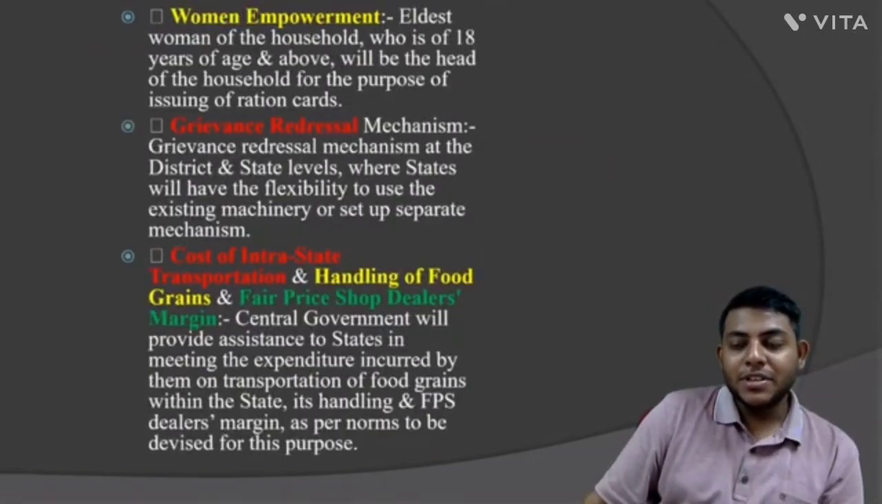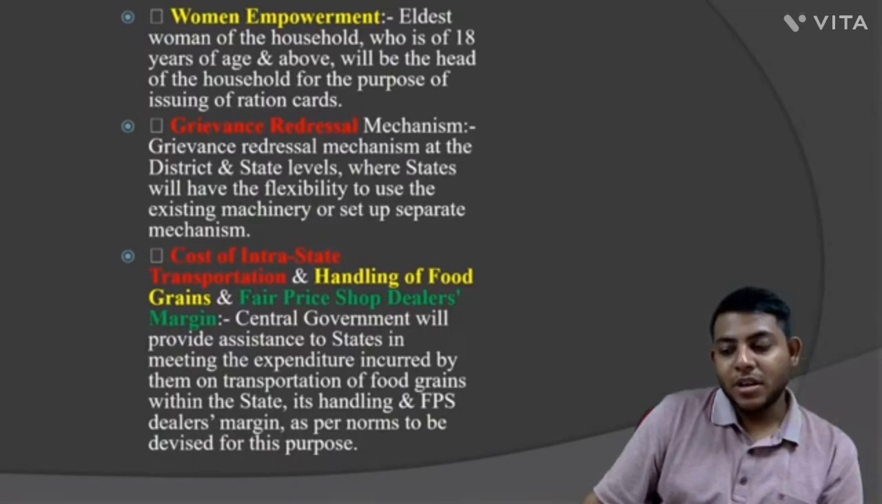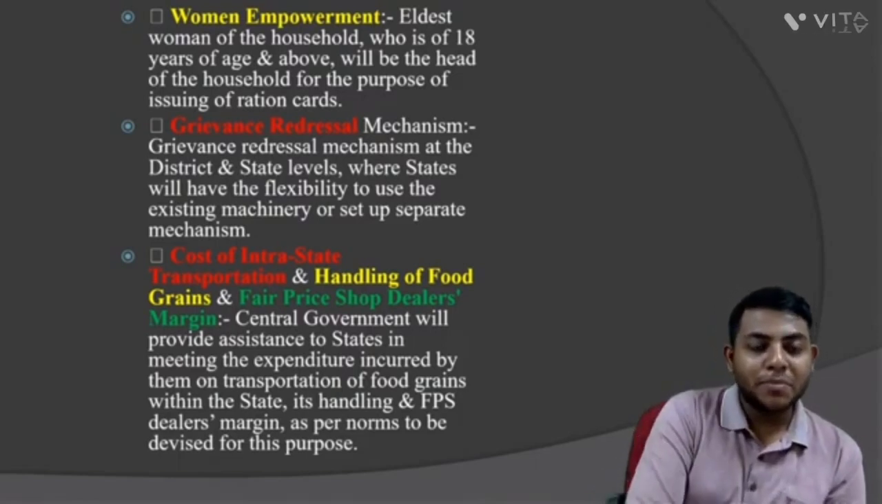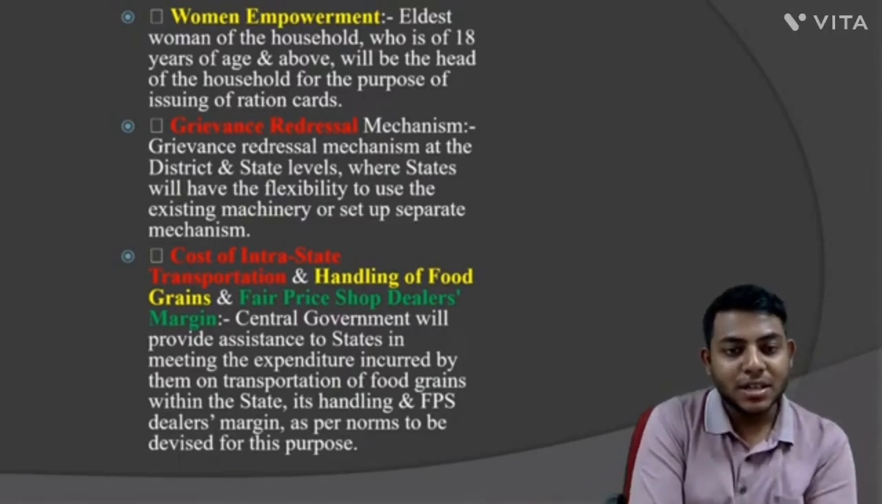And another salient feature of the National Food Security Act of 2013 is pertaining to women empowerment. The eldest woman of the household who is 18 years of age and above will be the head of the household for the purpose of issuing ration cards.